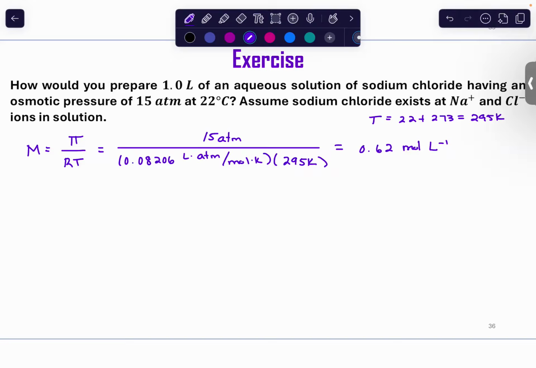So we have the concentration of this solution. So this is the concentration in solution, okay? And solution is sodium and chloride ions. So then the question is, how do I calculate how much sodium chloride crystal do I need to dump in here? If I have 0.62 molar sodium and chloride ions, what is the dissociation equation for sodium chloride?